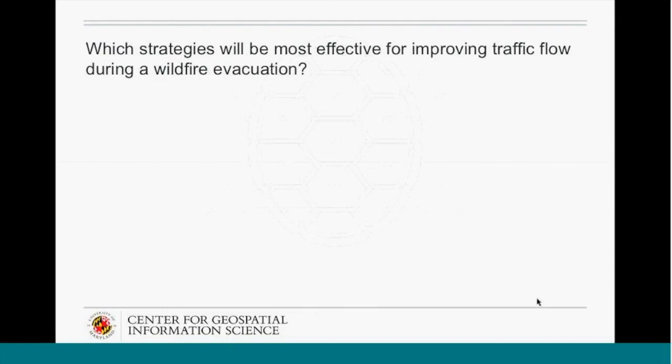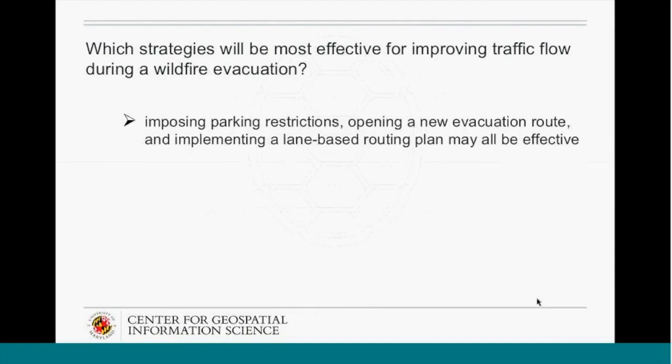So answers to research question 3, which strategies would be most effective for improving traffic flow during wildfire evacuation? So I forgot to mention that first scenario of increased traffic on the network was related to a popular hiking trail in the area where people park on the street.